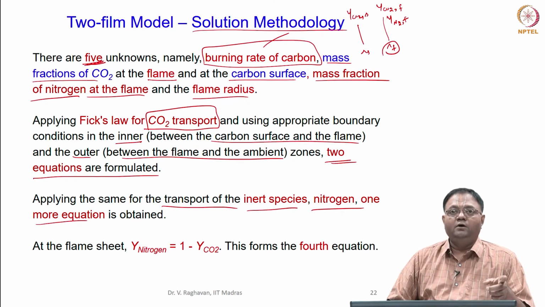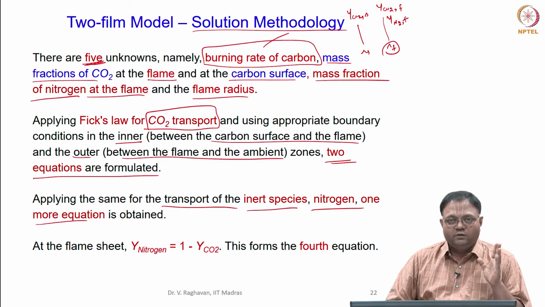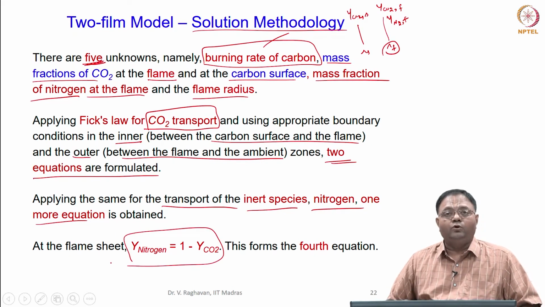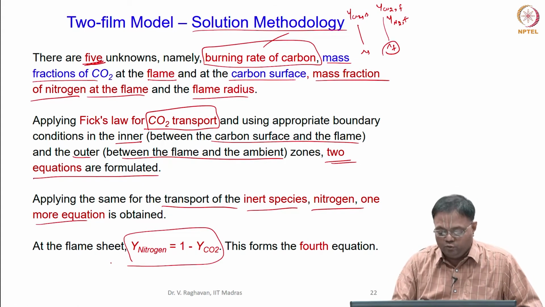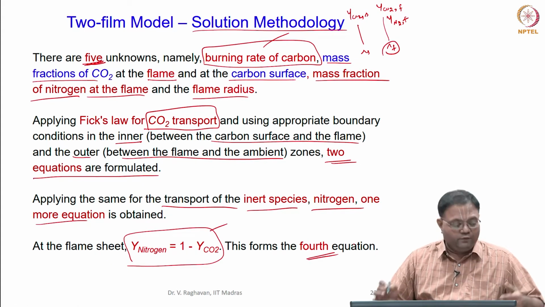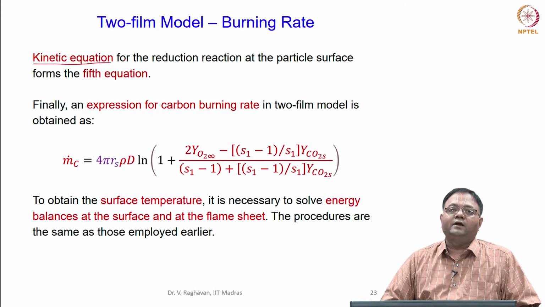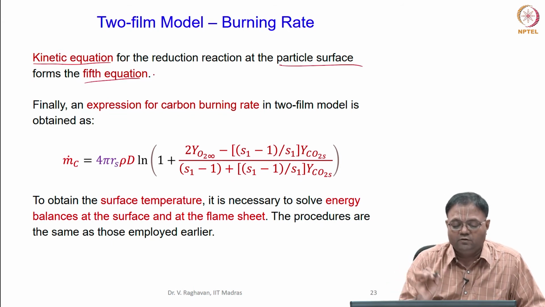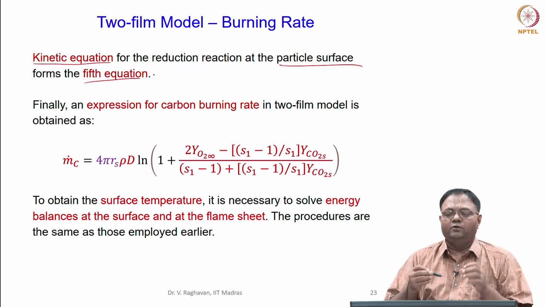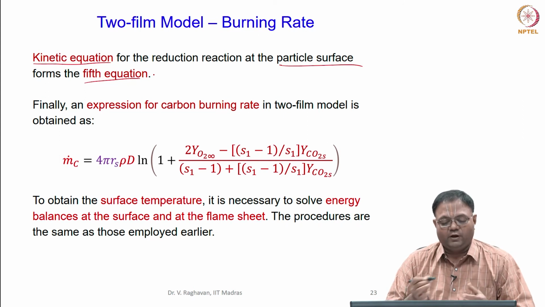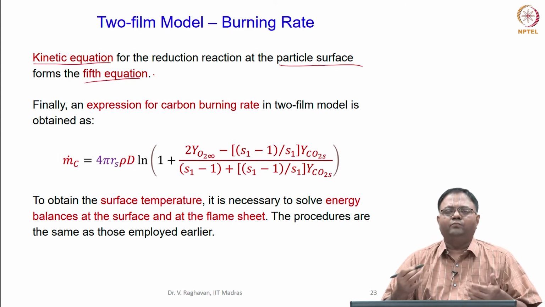At the flame sheet, oxygen is consumed, CO is consumed, and only 2 species are there. What are they? The inert species and the CO2 which is formed. So, this identity applies, YN2 plus YCO2 equal to 1. I use this, that is the 4th equation. The 5th equation will be the kinetic equation. Let us take the kinetic equation at the particle surface, that will be the 5th equation. I am not going into the details of that, you can refer to the text, where limited details are given, so you can check them. You can see that again some complexity is there, we have to form 5 equations and solve them.